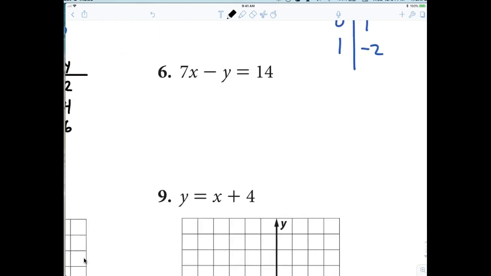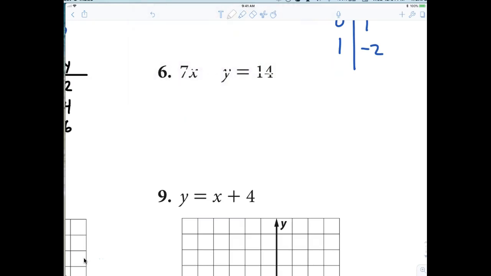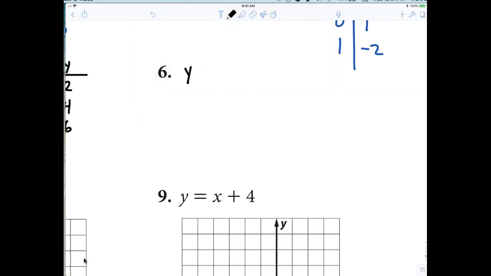Number 6. Now we're going to rewrite number 6. All right, I'm going to rewrite it as y equals 7x minus 14. All right. Let's make our table. And what are we plugging in? Negative 1, 0, 1. All right, let's let someone else do it.